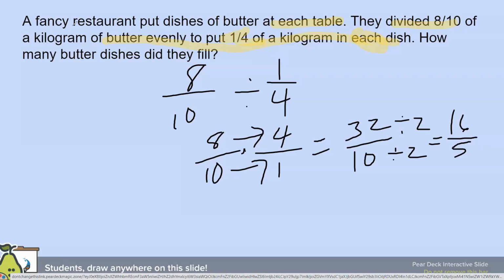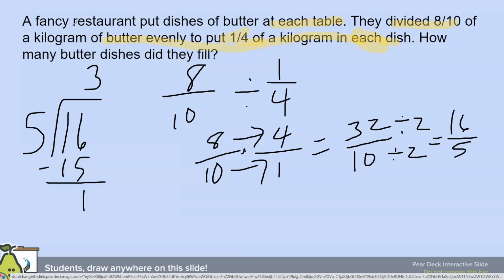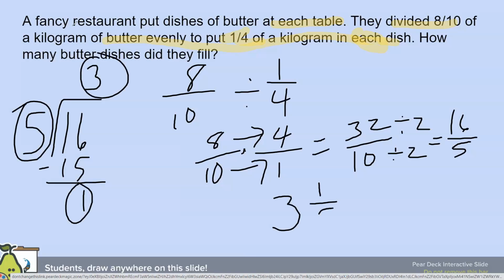That's simplified. But that doesn't actually help me to figure out how many butter dishes are filled. 16/5 is not an answer about how many butter dishes I fill. So we would have to divide this out. So what this means is that I can fill 3 1/5 butter dishes. So really you can fill 3 butter dishes, but I can fill 3 1/5 of a butter dish.